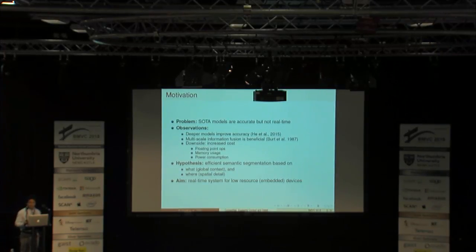What else we observe in our literature is this. Going deeper or adding more layers improves the accuracy, as Abhinav Gupta also highlighted yesterday in the tutorial. The second thing we know from 30 or 40 years back is that fusing information from multiple levels, or multi-scale information fusion, is beneficial for segmentation, like pyramid scene parsing and all this pyramid architecture. But what is the downside of these two things?